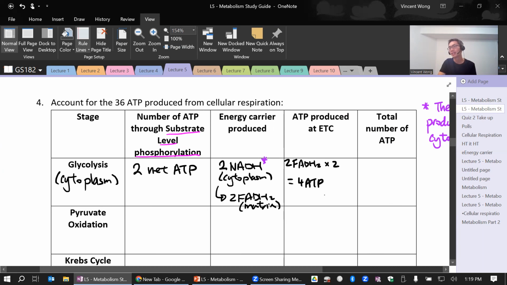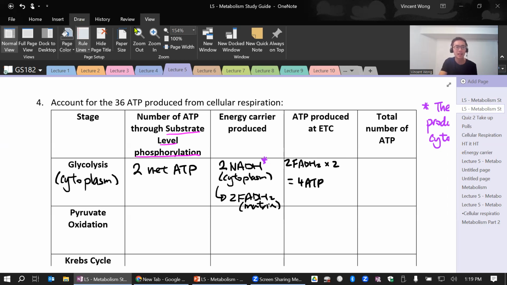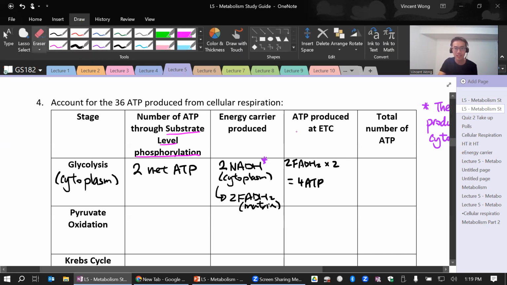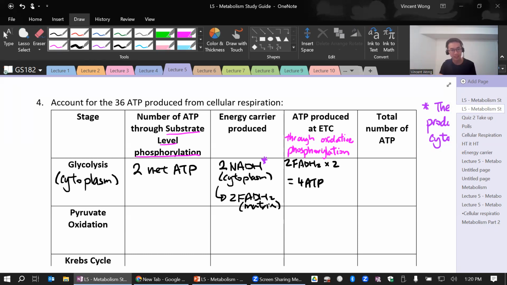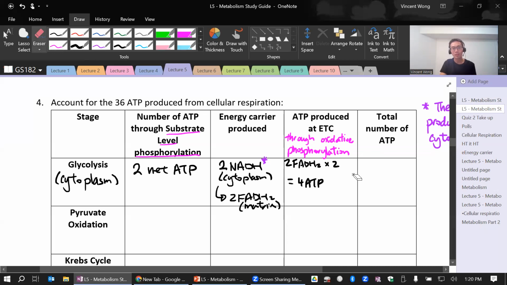All right, guys. So these ATP are produced at the ETC using what method, you ask? Well, through oxidative phosphorylation. That's like the dam, right? Building the H plus reservoir, letting it come back in, turning the turbine. So total 4 plus 2, 6 ATP.